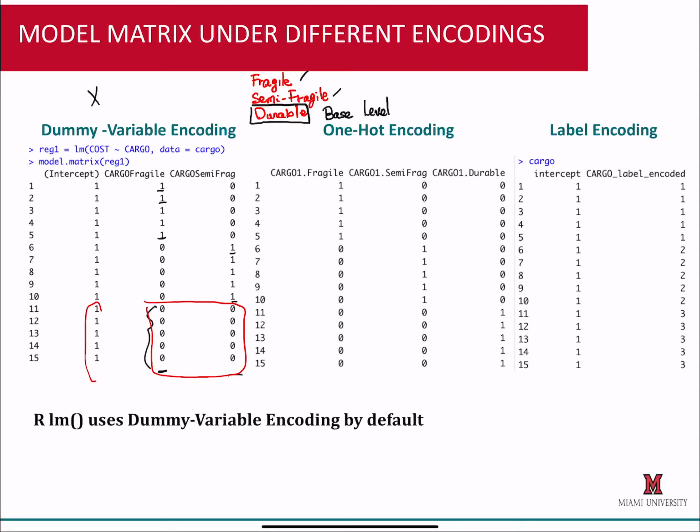So actually, that's where everything is. That's why everything is compared against the base class, and then the meaning is placed into the y-intercept. So that's dummy variable encoding.